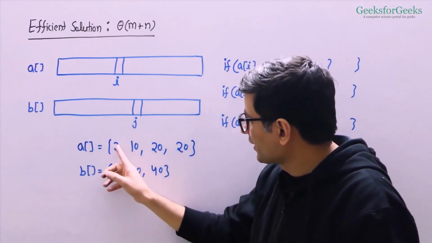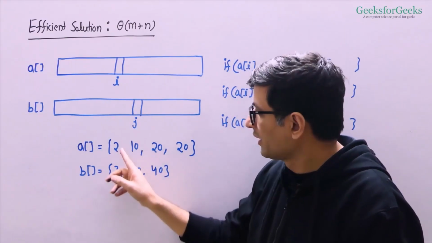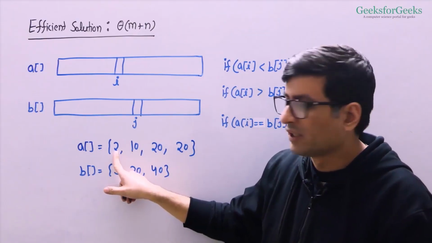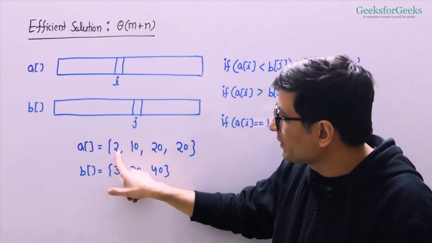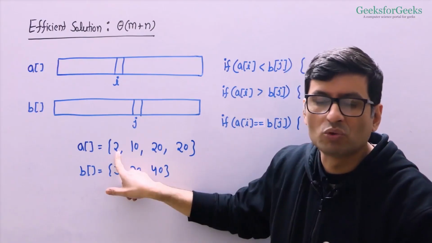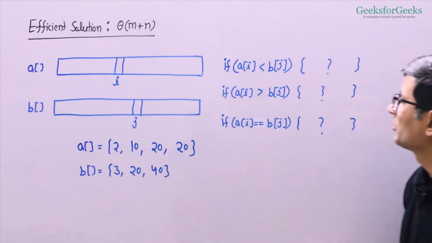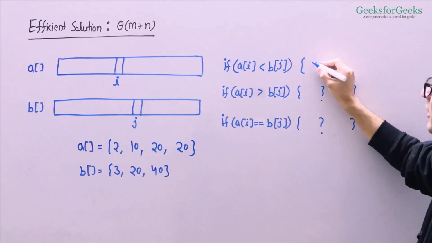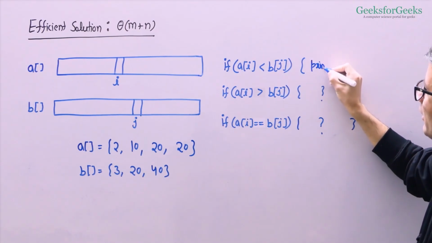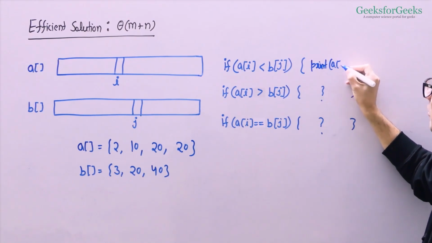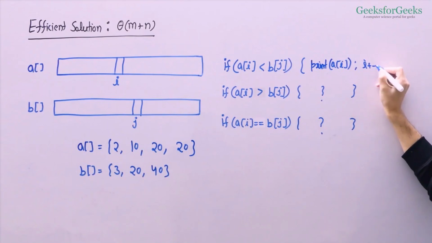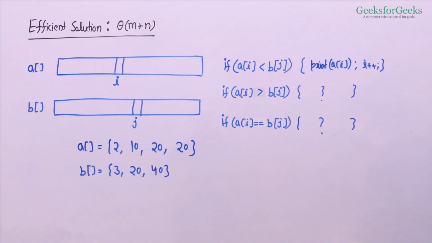For example, if I begin from index 0, 0 in both, and if this is smaller, see, we need to print the union in sorted order. Then what you will do? You will simply print AI and you will move ahead in array A. So if AI is smaller, then what are we going to do? We are going to print AI, right? And we are going to move ahead in this A array. We are going to do I plus plus, right?